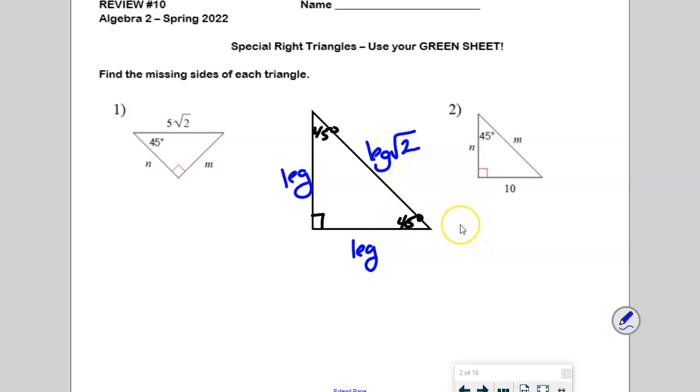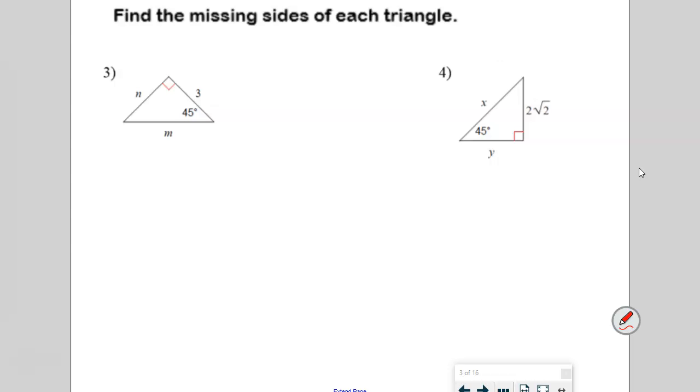So using that pattern, you should be able to figure out these missing sides to these following triangles. So like for instance here, we got the hypotenuse, which is 5 square roots of 2. Well, that means our legs must be 5. Over here, the clue they give you is that this leg is 10. All right, so that means this leg has to be 10. And then the hypotenuse is whatever the leg is times the square root of 2.